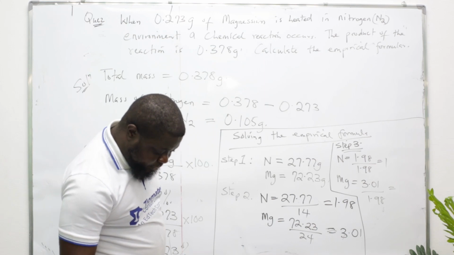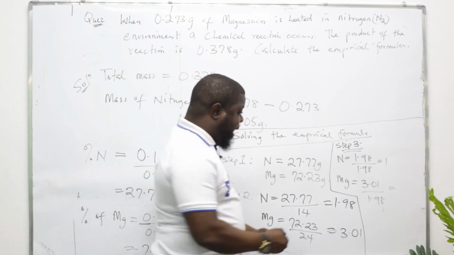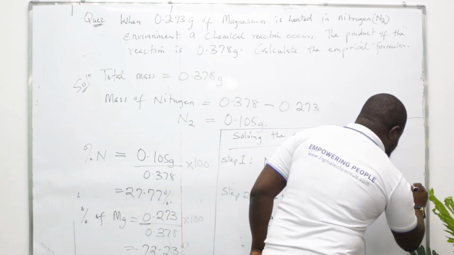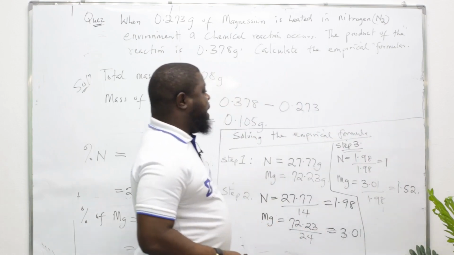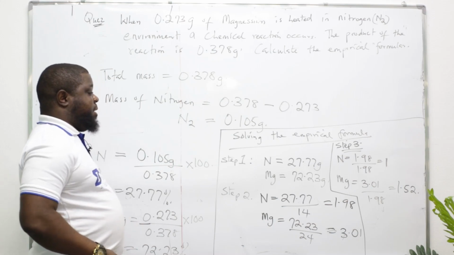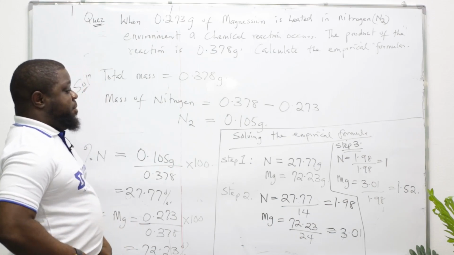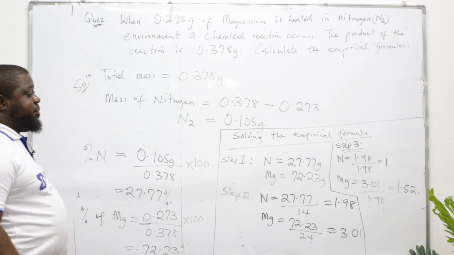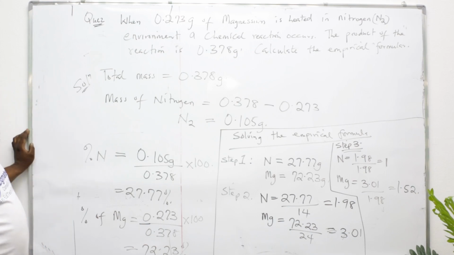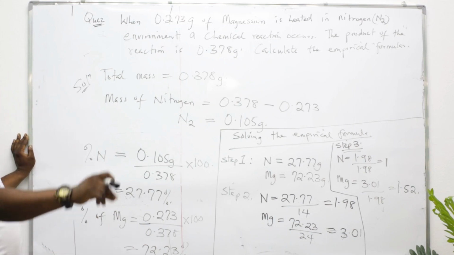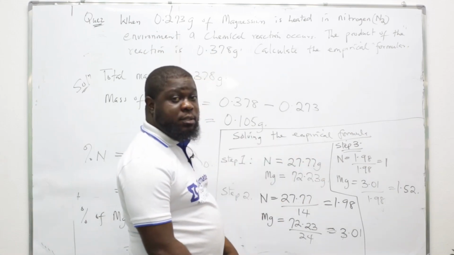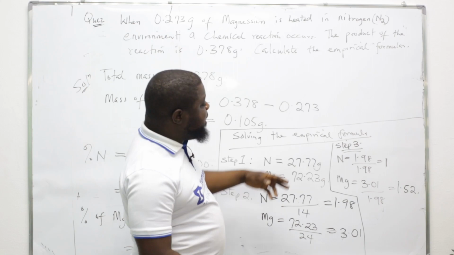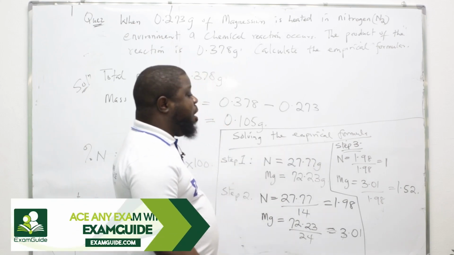It will give us 1.52. Now, nitrogen is 1, and magnesium is 1.52.